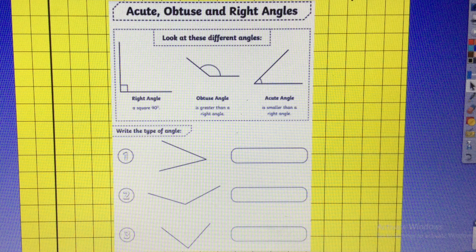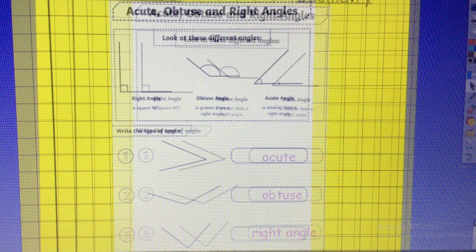In the middle we have an obtuse angle. This angle is greater than a right angle. And then we have an acute angle, and that acute angle is smaller than both a right angle and an obtuse angle. What you need to do today is have a look at the 3 examples of angles beneath, and you need to write whether you think they are a right angle, an obtuse angle, or an acute angle. Pause the video now and have a real good look.